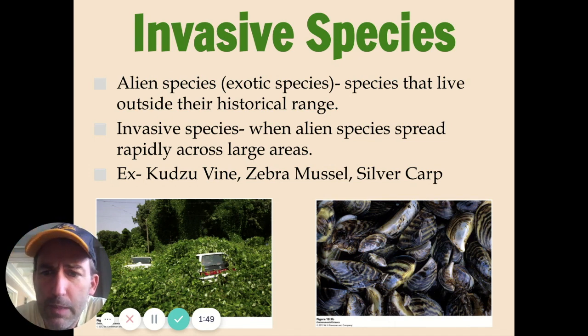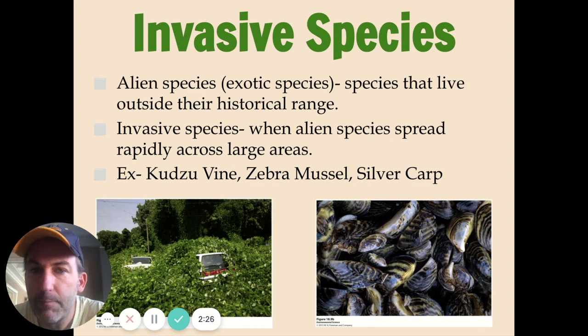Okay, we touched on invasive species last class. The term alien species is kind of falling out of favor, but exotic or invasive species, a number of different terms for it, are basically species that are introduced outside of their normal historical range, and if they're rapidly spreading and proliferating and outcompeting native species, they can be termed invasive. Some examples: kudzu vine, zebra mussel we mentioned, and types of fish, silver carp is one in the Mississippi River Valley.